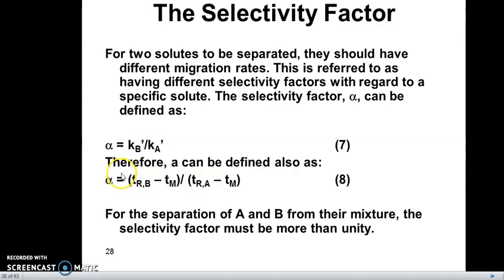Now this is also defined in a different way. Alpha is equal to Tr of B minus Tm over Tr of A minus Tm, that is, the retention time of the solute for the B compound minus the retention time of the mobile phase, divided by the retention time of the solute for the A compound minus the retention time of the mobile phase.